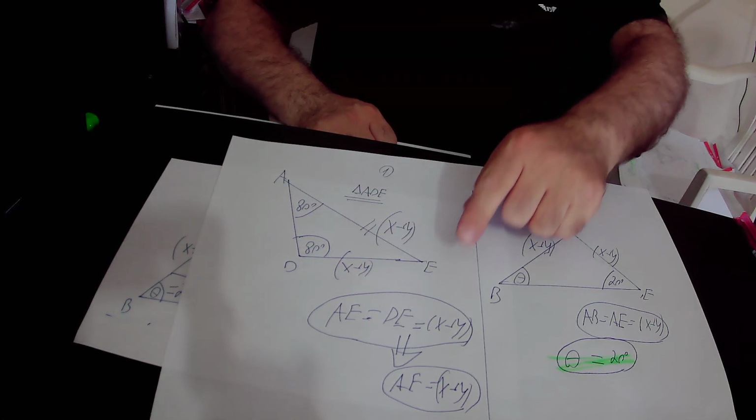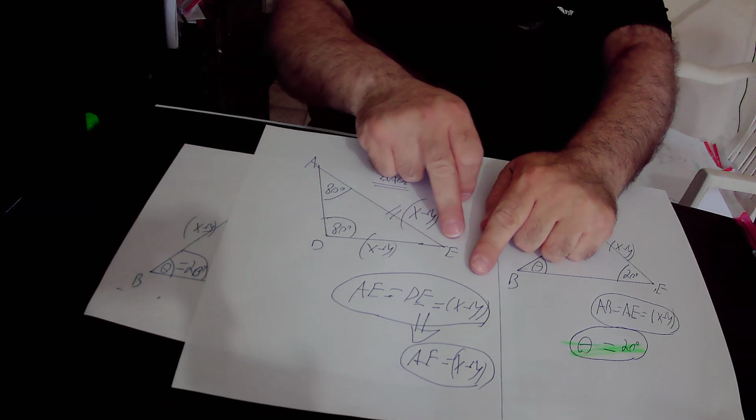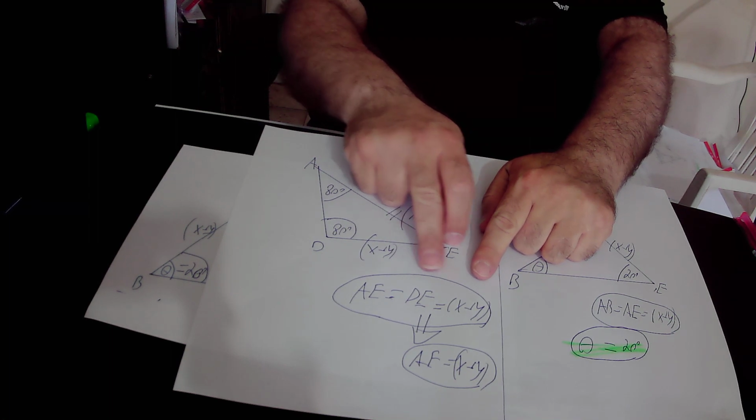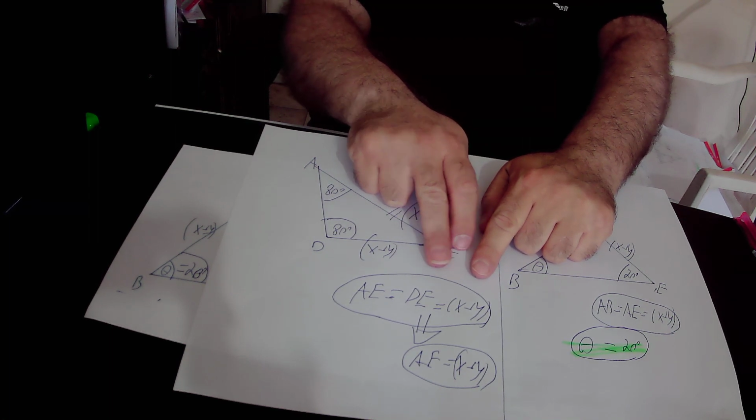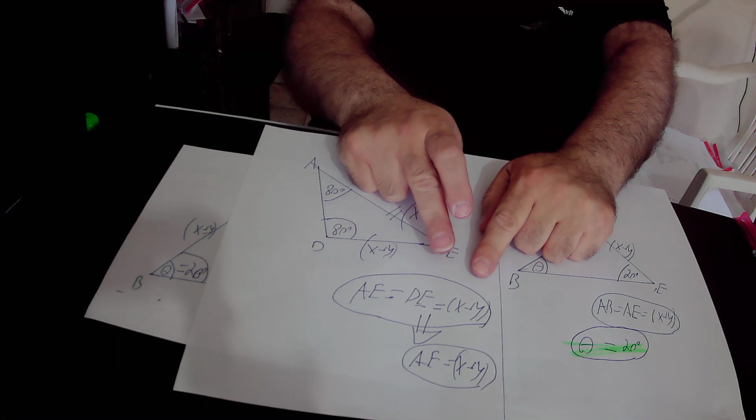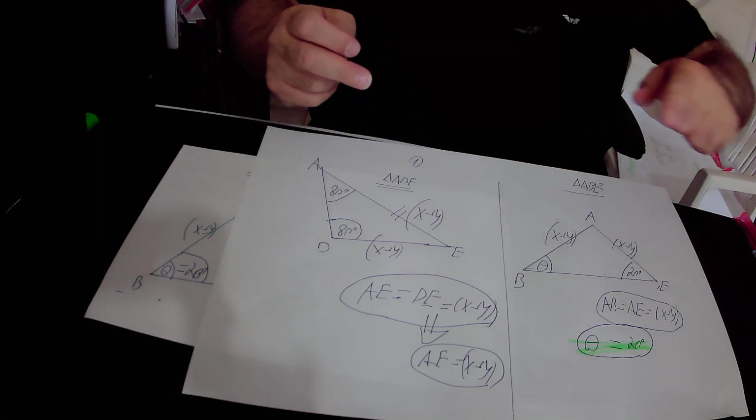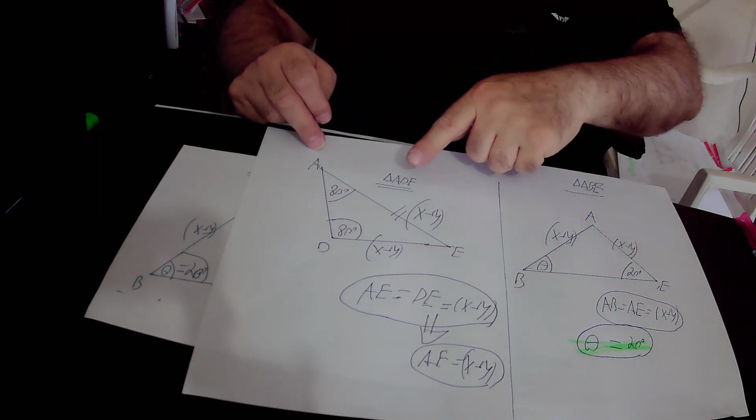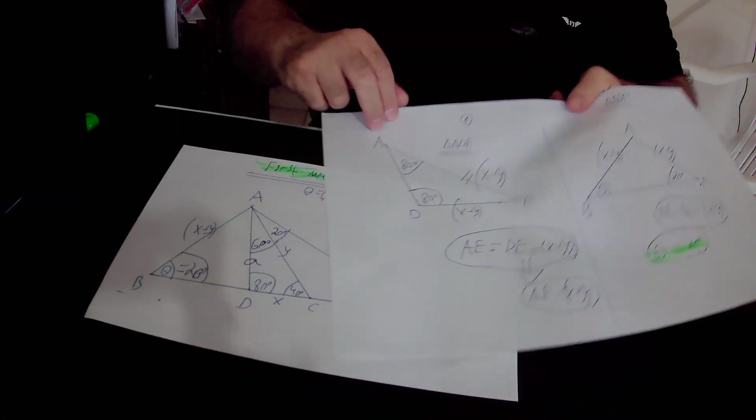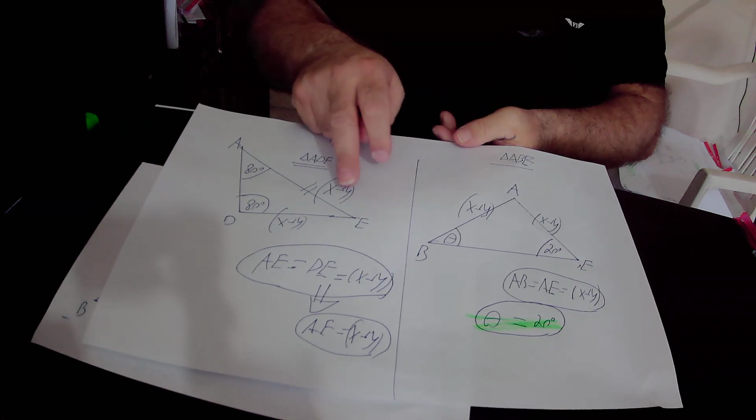Okay, but right now we just found out that side DE equals x plus y. So we can write down that DE equals x plus y, and from this equation, side AE equals side DE equals x plus y, we derive that side AE is also equal to x plus y.